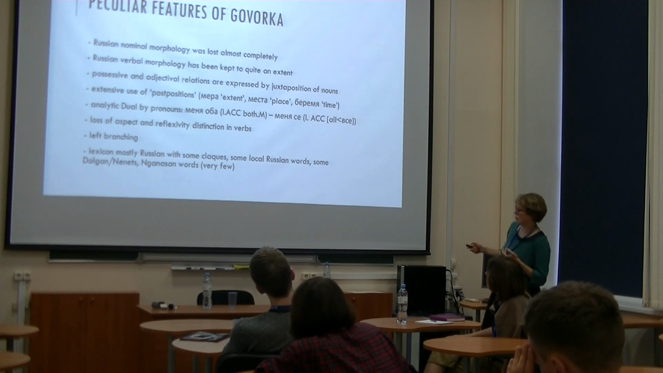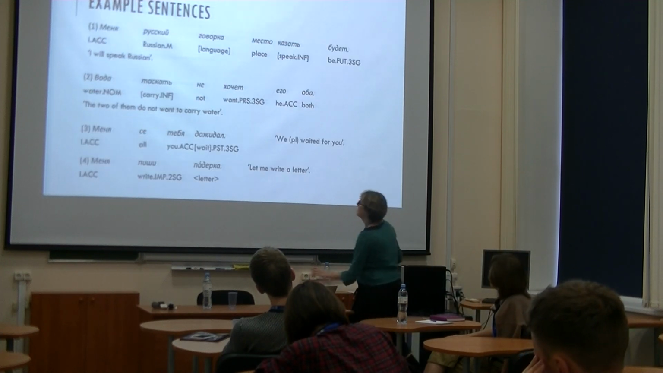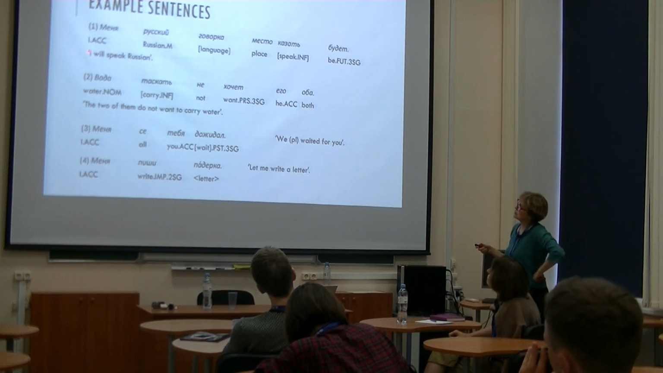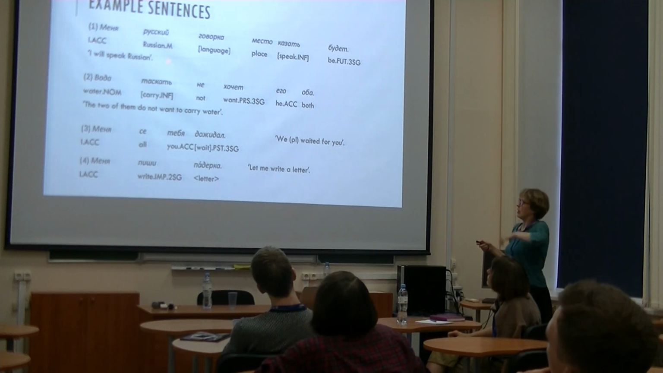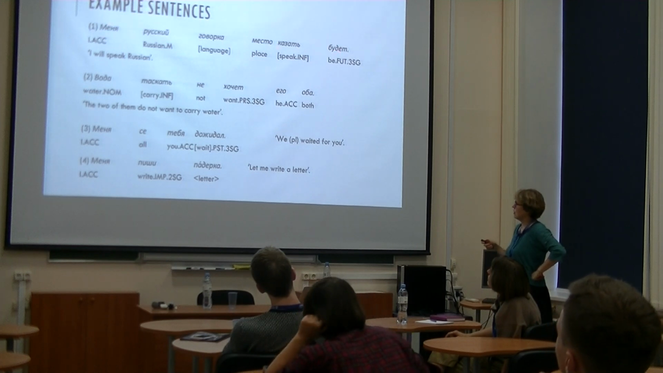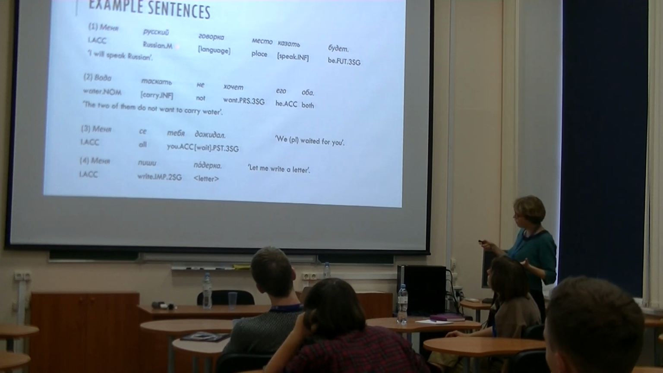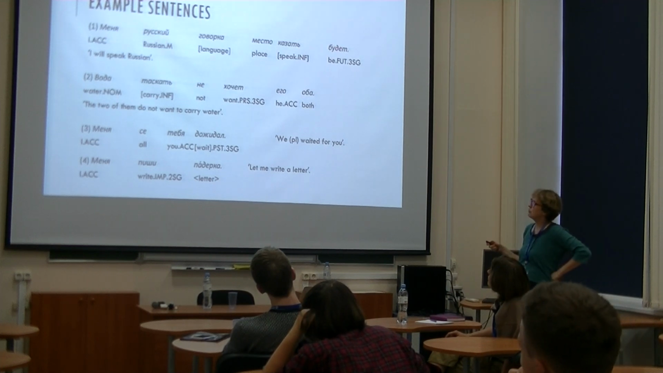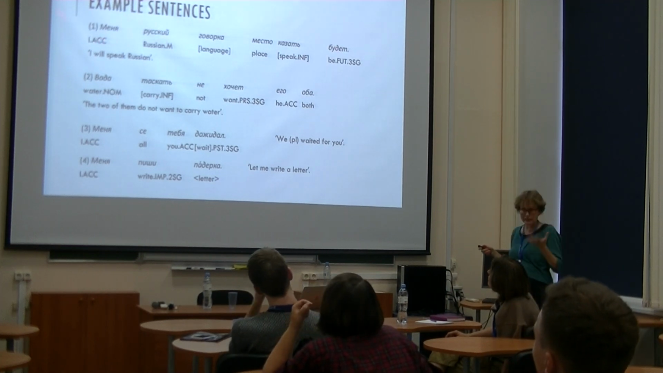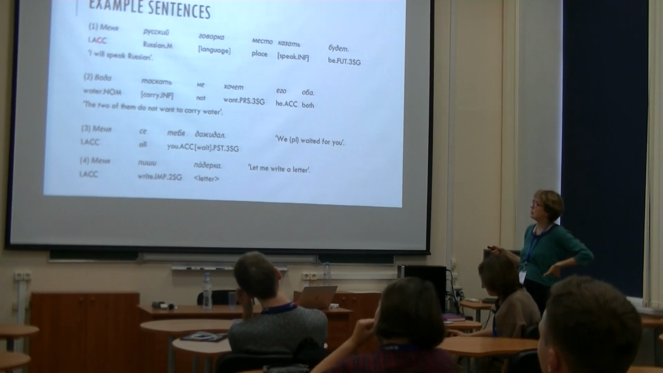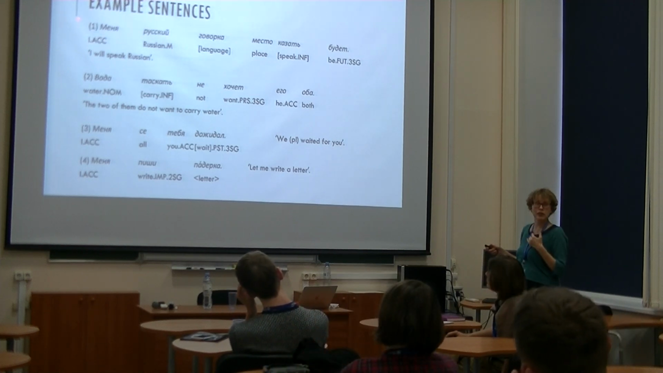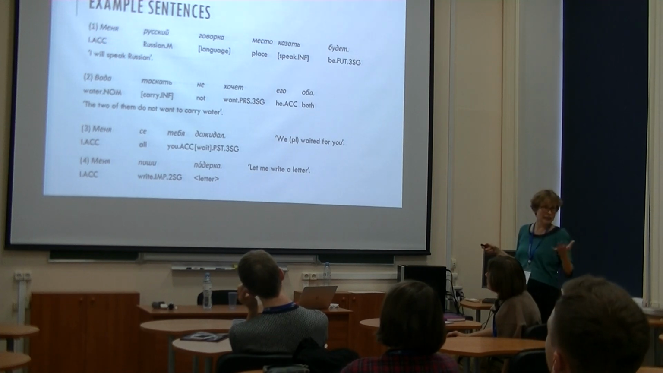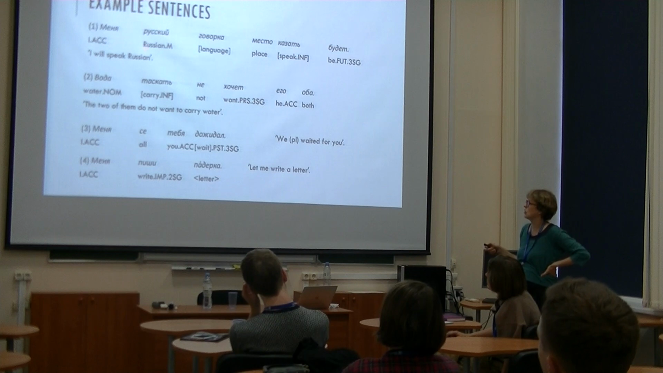Maybe I show you several sentences, and then I go back to the previous slide which summarized it. So the first sentence means "I will speak Russian", which in Govorka sounds like «Меня русский Govorka не сказать будет». And if you gloss it following the standard Russian morphology, then instead of I in nominative, you have I in accusative. This is the standard way of saying I in any syntactic position.